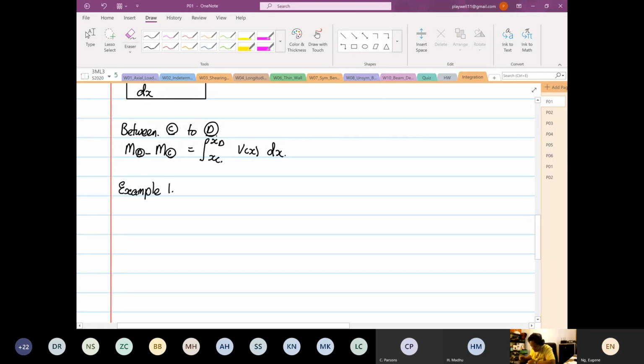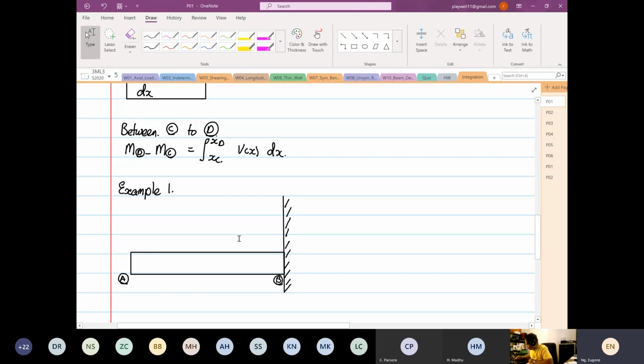In this example, we have a cantilever beam. So one end is a cantilever beam. This is our point A. This is our point B, and this is our built-in region at point B. And then we have a slope. We have a distributed load that looks like this. So this is our distributed load.